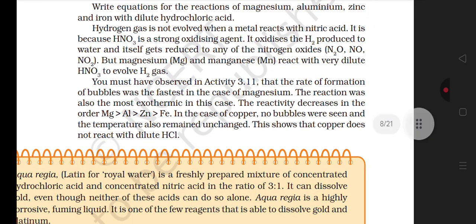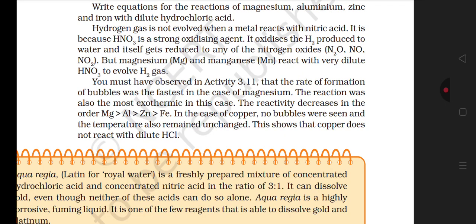Now see, bachche, it is written that hydrogen gas is not evolved when metal reacts with nitric acid. Now what is the problem with nitric acid? Many students ask, ma'am, why do we always take sulfuric acid? Why do we always take hydrochloric acid? Is there any problem with nitric acid? It is because nitric acid is a strong oxidizing agent.